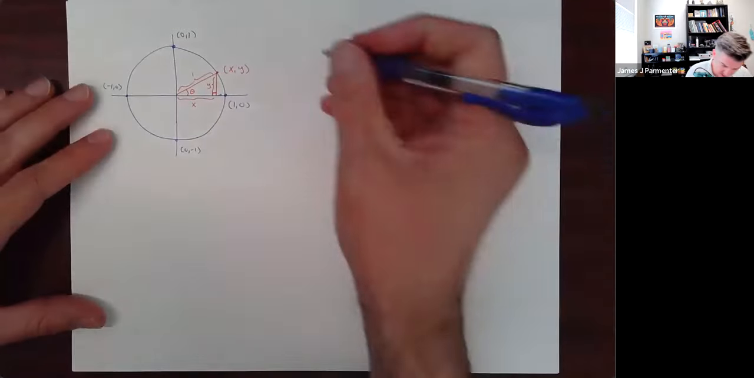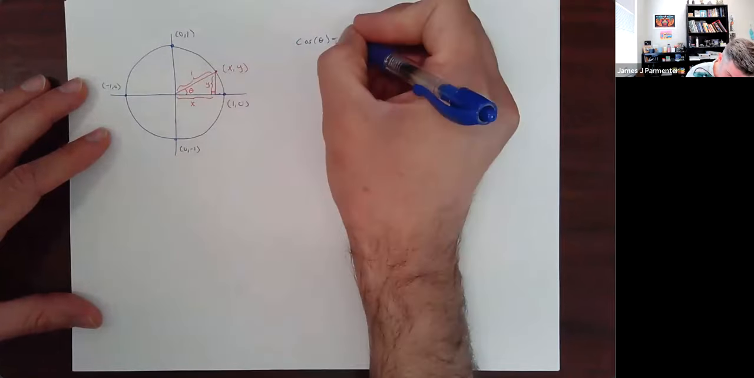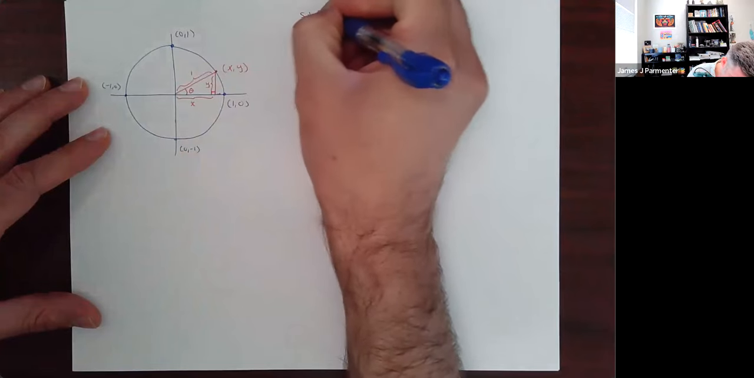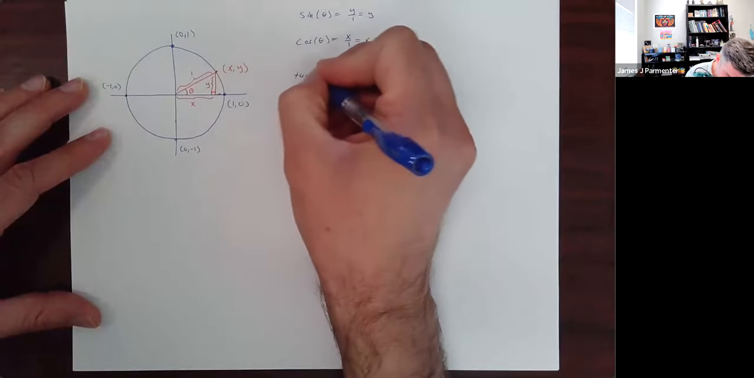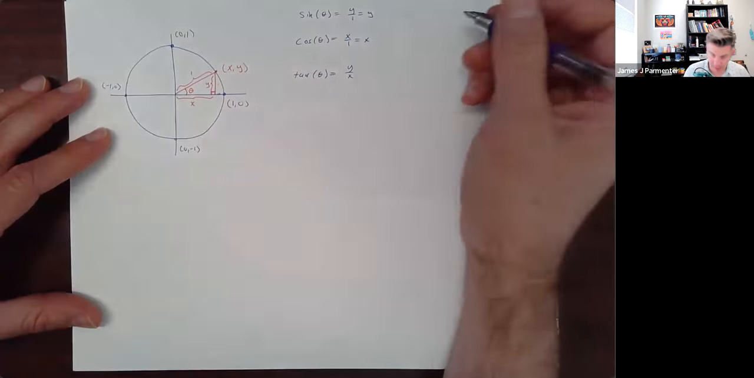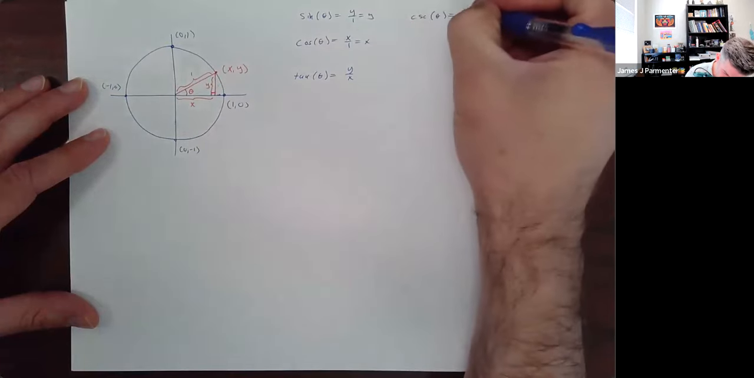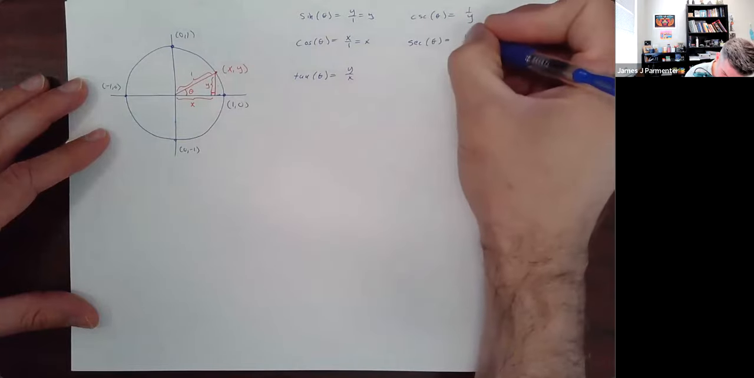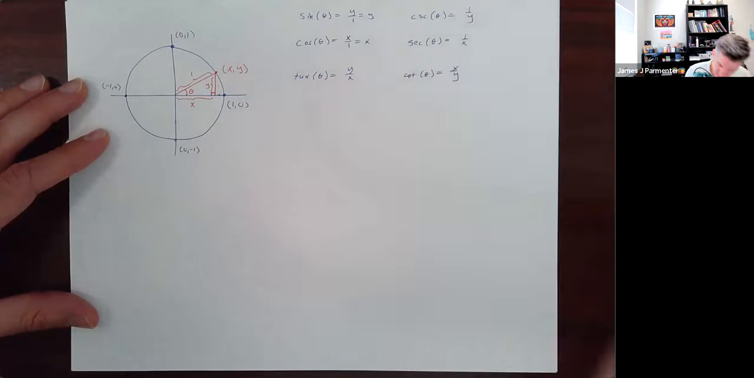If we look at this, we can see that cosine of theta is x over 1. I know I'm doing this out of order, but don't worry, I would have done sine first. Sine of theta is y over 1, which is just y. Tangent of theta is opposite over adjacent, which is y over x. And then the reciprocals. Cosecant of theta is the reciprocal of sine, so it's 1 over y. Secant of theta is the reciprocal of cosine, so it's 1 over x. And cotangent of theta is x over y.